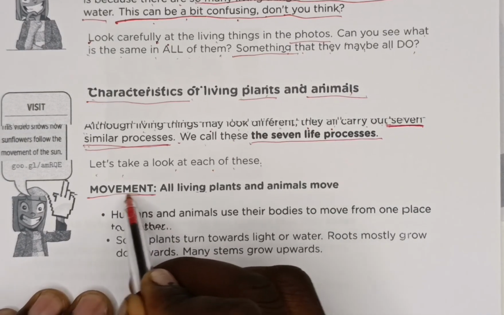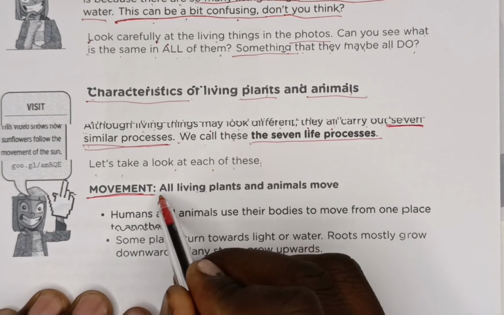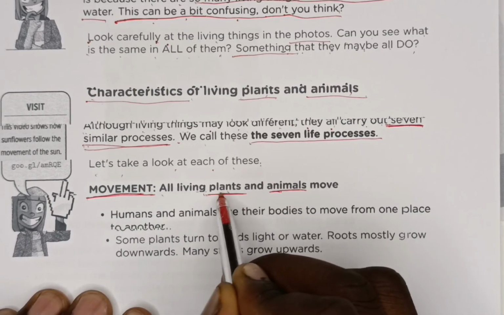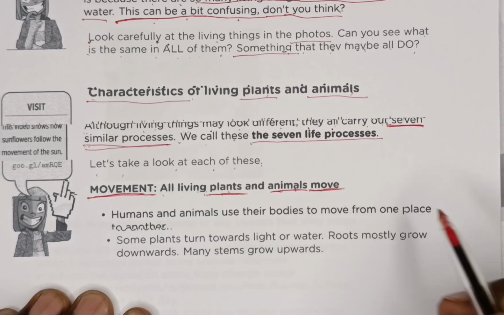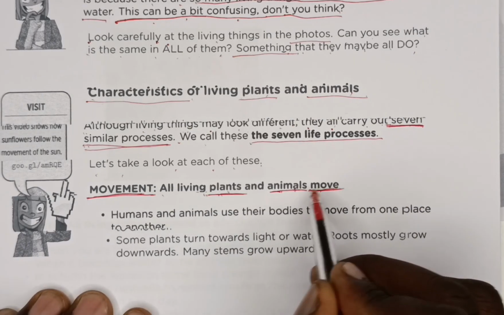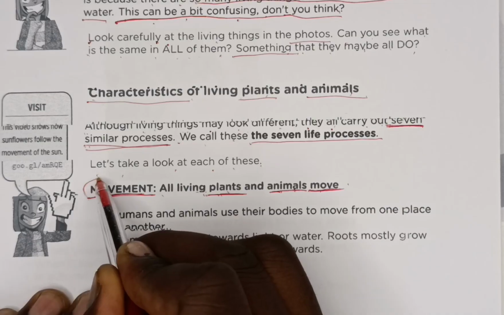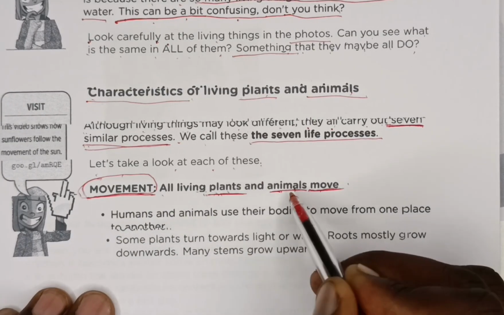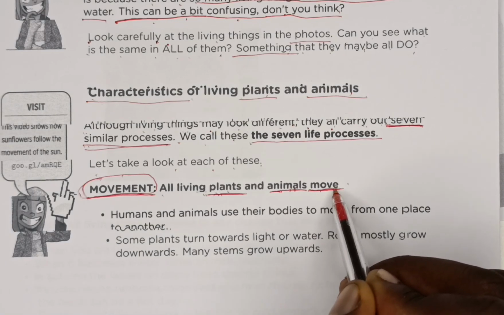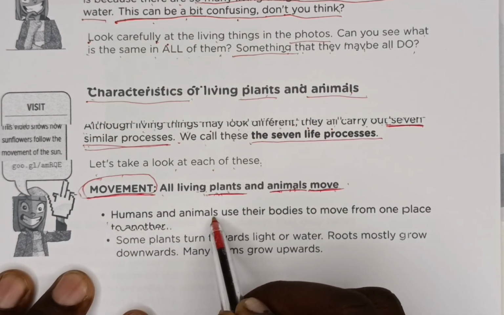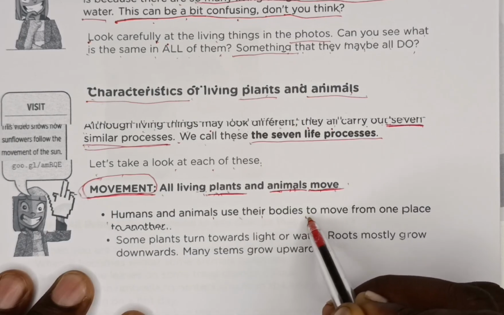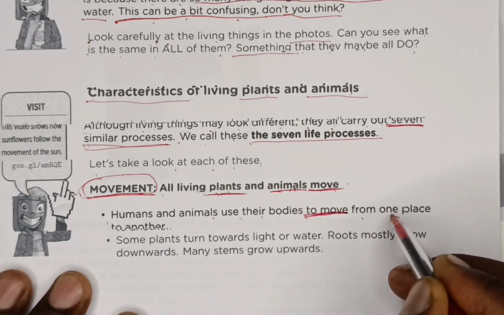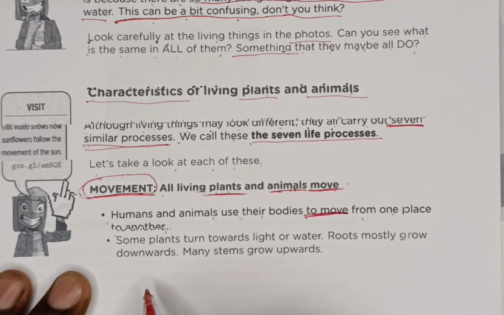The first one is movement. So all living plants and animals move. They all move. So the first process that we look at is movement. We realize that the plants and animals, they all move. Humans and animals use their bodies to move from one place to another.